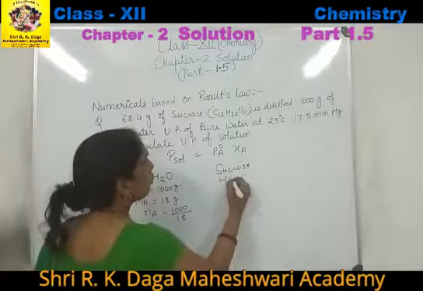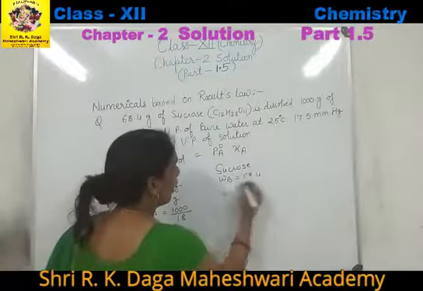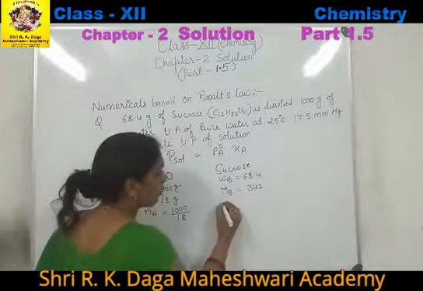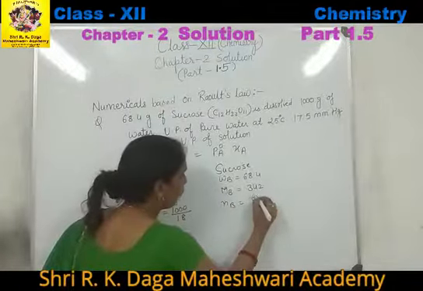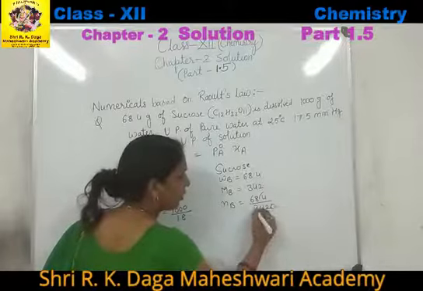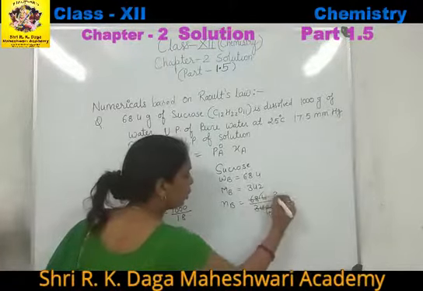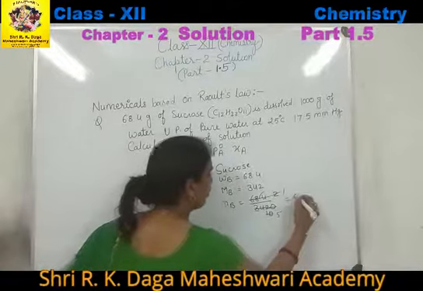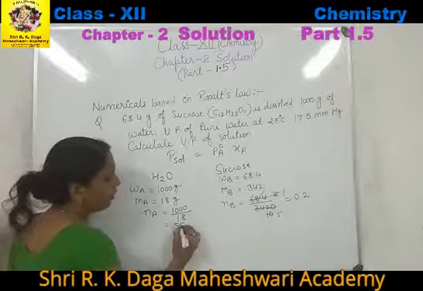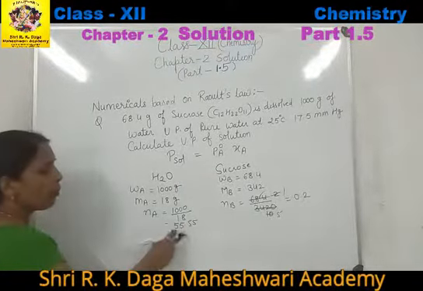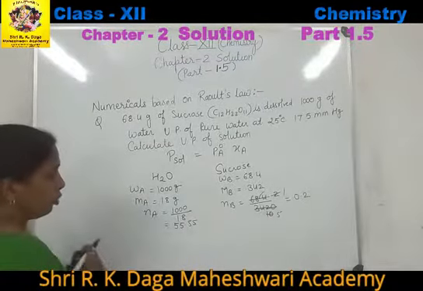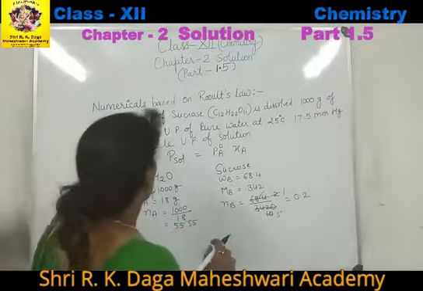Similarly, the weight of sucrose is 68.4 and the molecular mass of sucrose is 342. So the number of moles of sucrose will be 68.4 divided by 342. I will shift the decimal from here. 342 twos are 684, so it will be 0.2. And for water, 18 fives are 90, so 55.55. So this is the number of moles of water and this is the number of moles of sugar, or you can say sucrose.